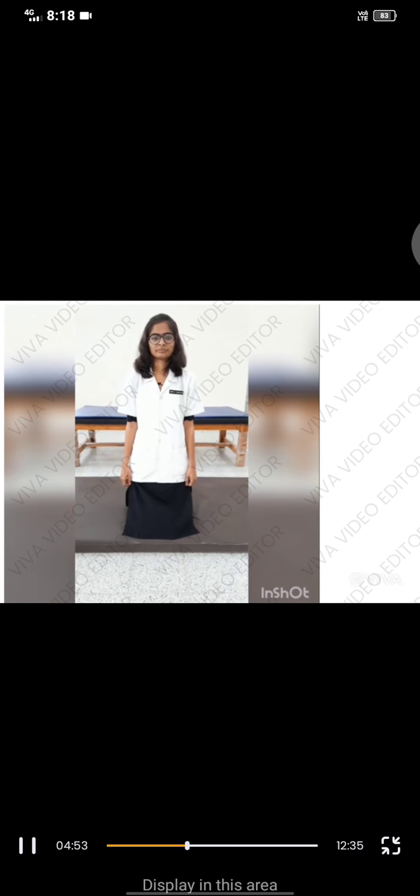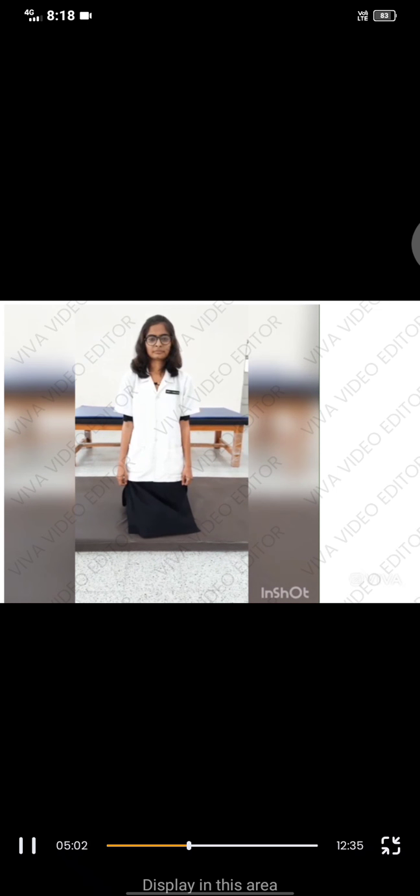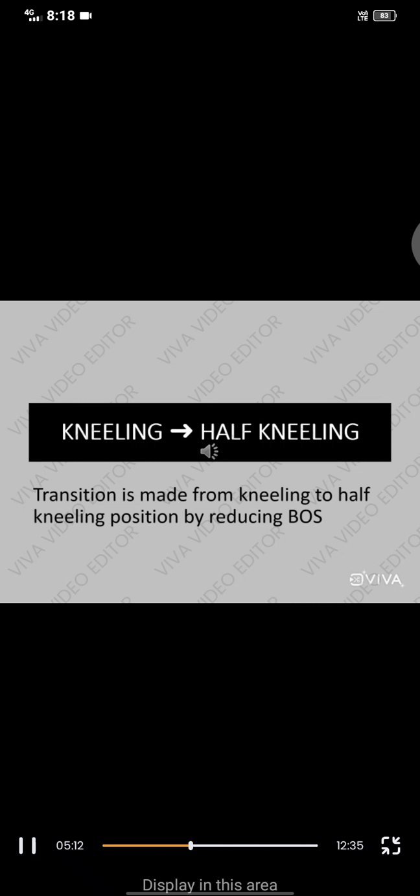Now, the progression is made from a hard surface to a soft surface. In this, the subject is asked to kneel on a soft surface, both hands at the side, and try to maintain a balance. Kneeling to half kneeling position. The transition is made from kneeling to half kneeling position by reducing the base of support.